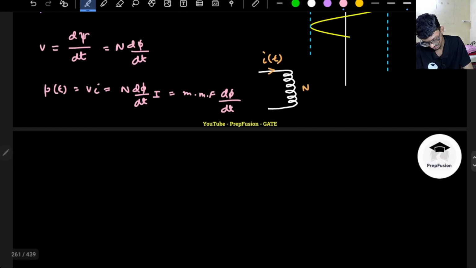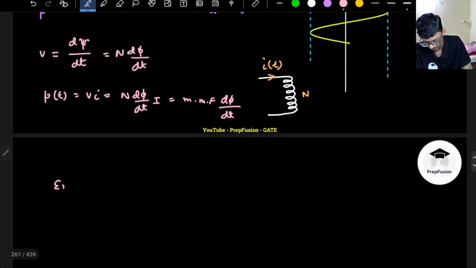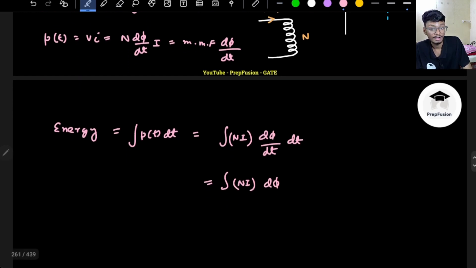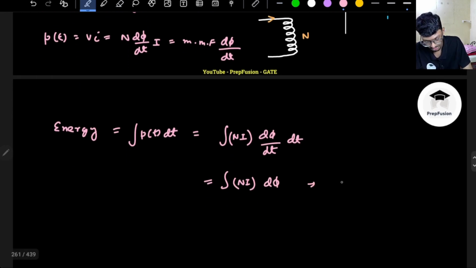Okay. Now what is the energy actually? Energy, if you remember, is integration of power with respect to time. So it is basically equal to integration of Ni, or MMF, d phi by dt. So basically it becomes Ni d phi. And what do I know? I know that according to Ampere's law, H into L is equal to N into I. So from here Ni is equal to H into L, and this can be replaced with H into L.